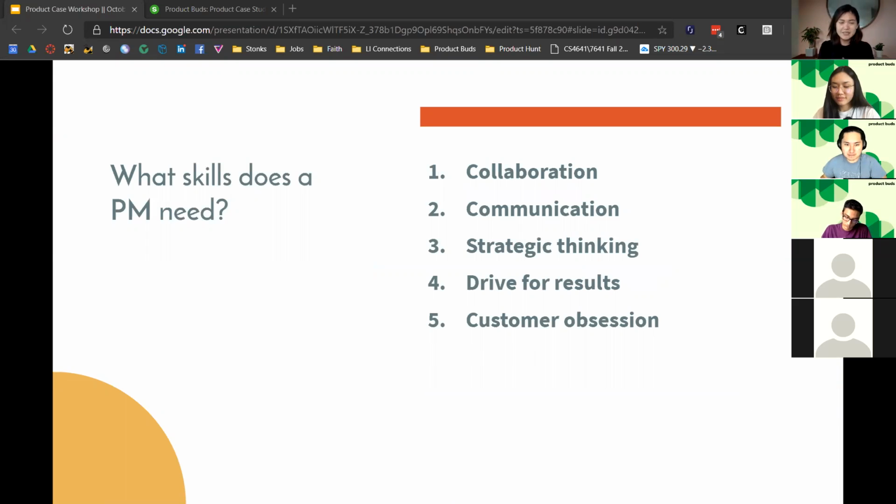So I'm sure you guys have seen huge lists of what PMs need. I probably read many of the same lists when I was prepping, but here are the common ones that I've seen that are important while working. Collaboration, communication, strategic thinking, drive for results, and customer obsession. All of these are skills that you're already building. You're building them in your classes, in your projects. And these are the skills that you really want to show interviewers when you're interviewing.